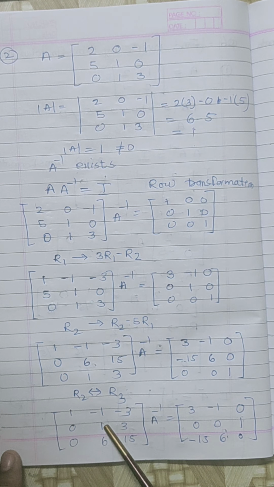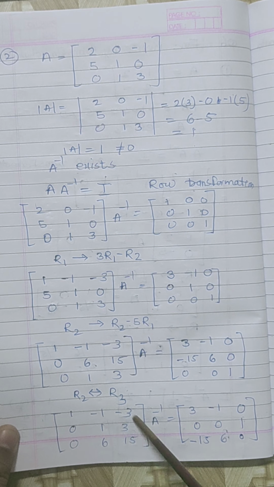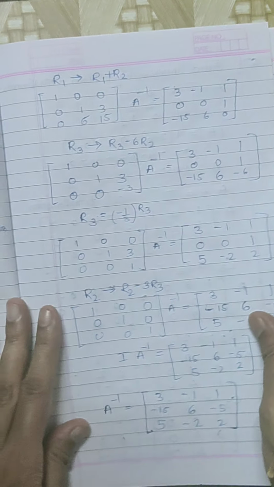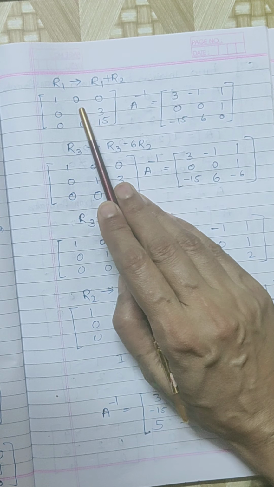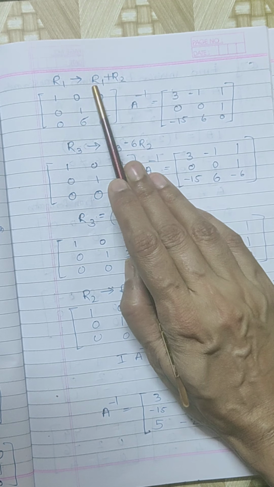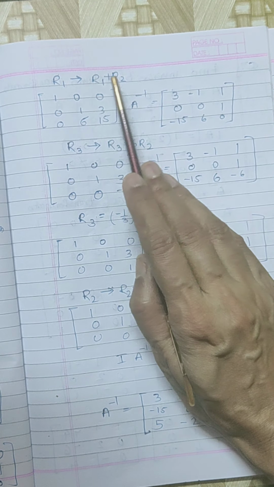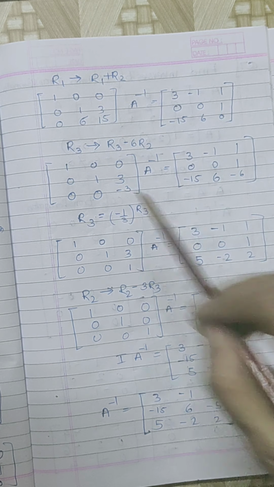So now here also it has become 1. Now this has become 1, so we can convert this into 0. Now R1 changes to R1 plus R2. Add it, R1 plus R2. So here R1, here minus 1 and 1 is there, so it will become 0.